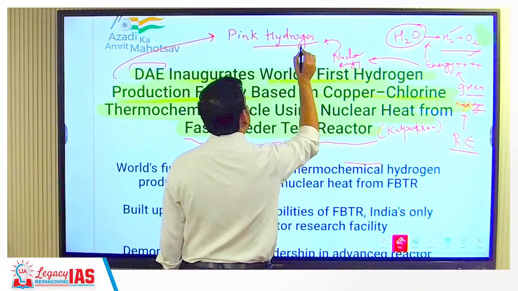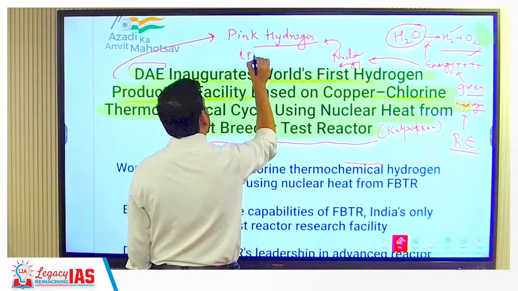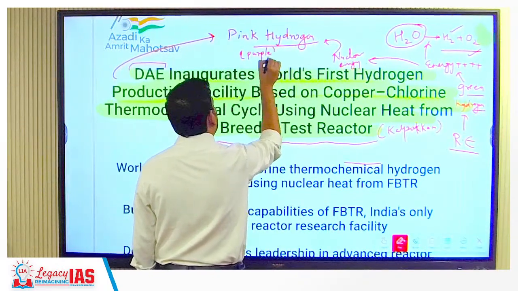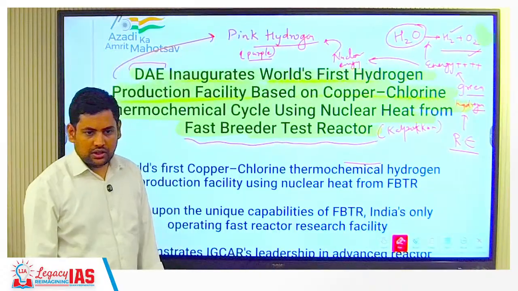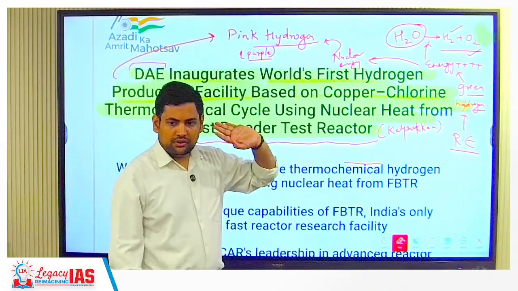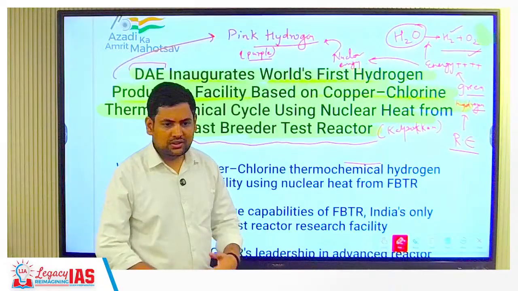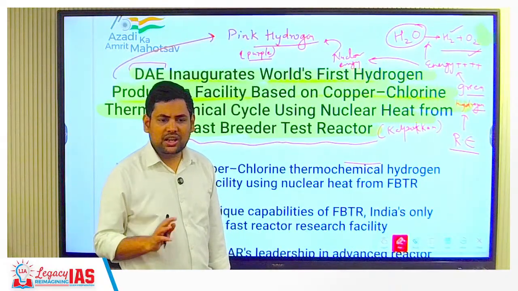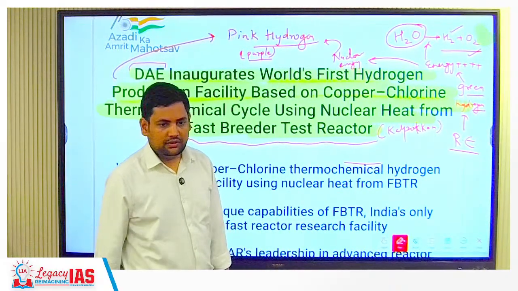Now instead of this, if the energy comes from nuclear energy, then it is called pink hydrogen, or in some countries purple hydrogen. Now this is also very good. Why? Because nuclear energy also does not release any kind of greenhouse gas emissions. It is also a clean fuel.